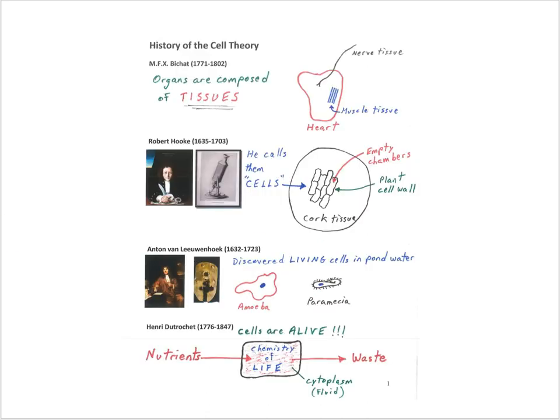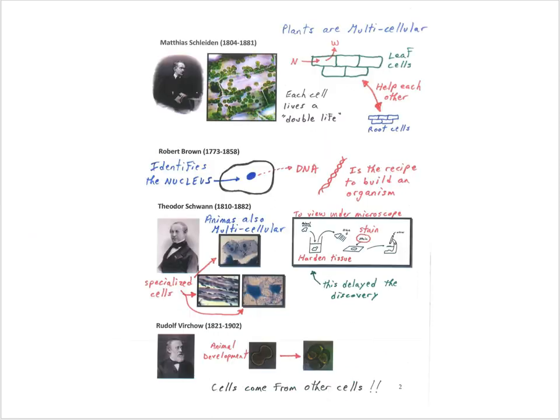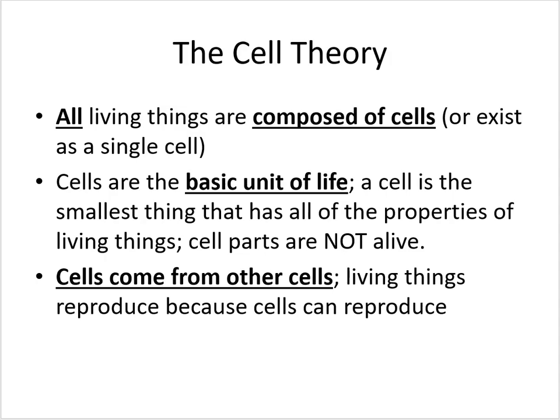Now, it took a couple hundred years after the invention of microscopes to establish that living things are composed of cells. We have the early work of Hooke and Leeuwenhoek and Schleiden and Schwann, and they all contributed to what we call the cell theory. All living things are composed of cells. Cells are the basic units of life, and cells come from other cells.